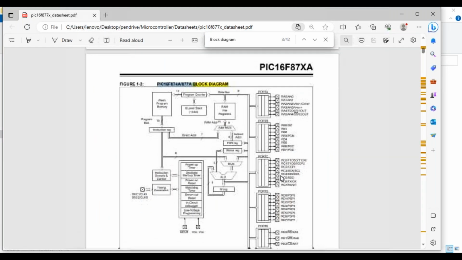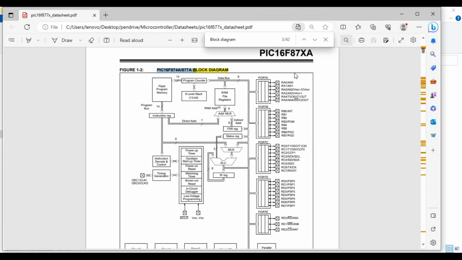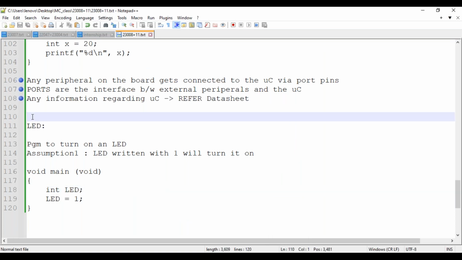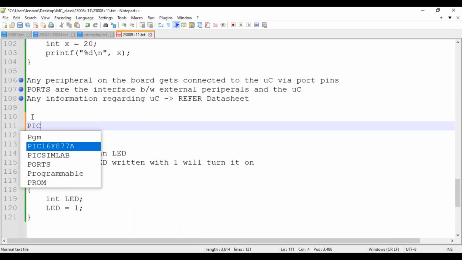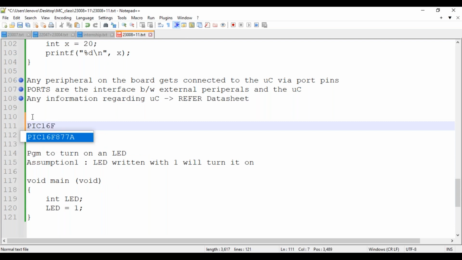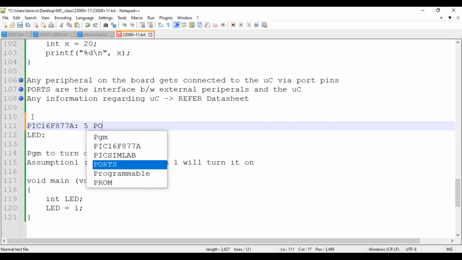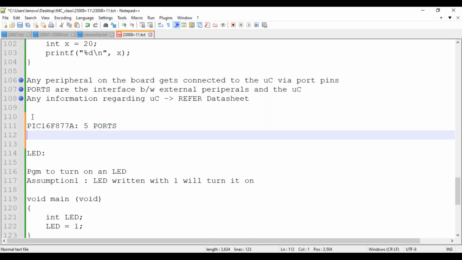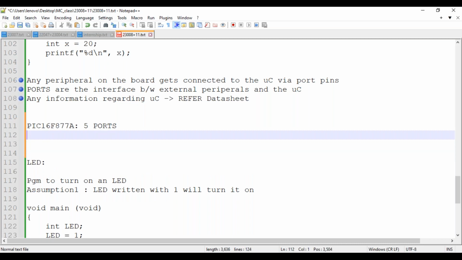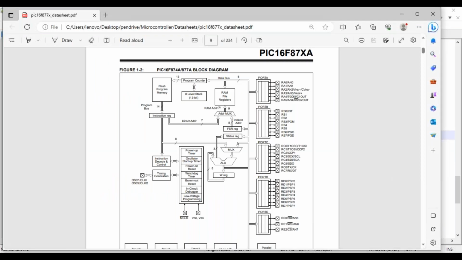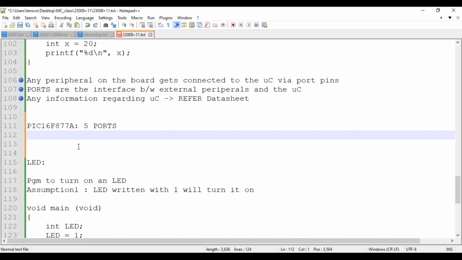Now observe this. How many ports do you think the PIC16F877A has? You have 5 ports. I'm making a list here: PIC16F877A has got 5 ports. Can you name the names of the ports? It is port A to port E.